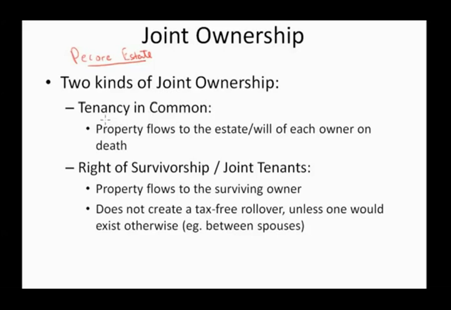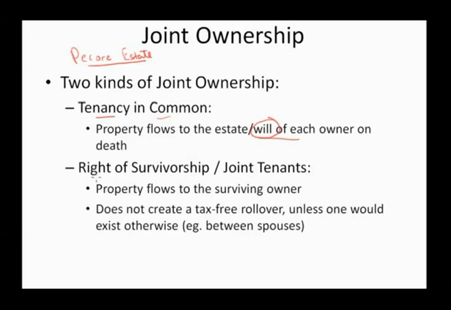So we have two kinds of joint ownership. We have tenancy in common, which is the legal default if you have joint ownership and you haven't further defined it. And simply what happens here is you have two people who each own a portion of some property, and now it's going to flow according to the will of the deceased person, and the other party now is left with a new business partner, a new joint owner, whatever it happens to be, to deal with.